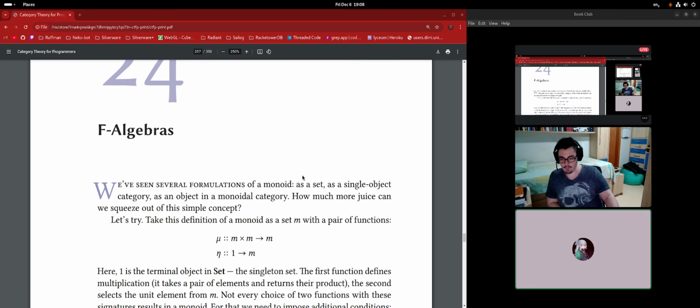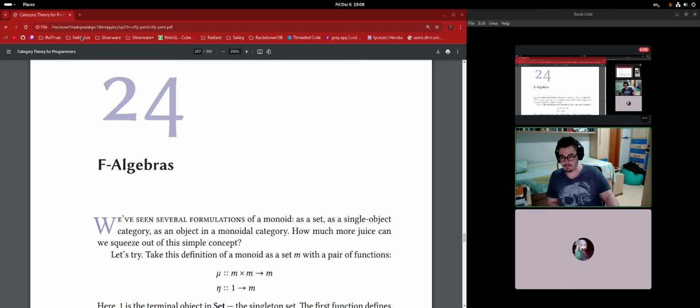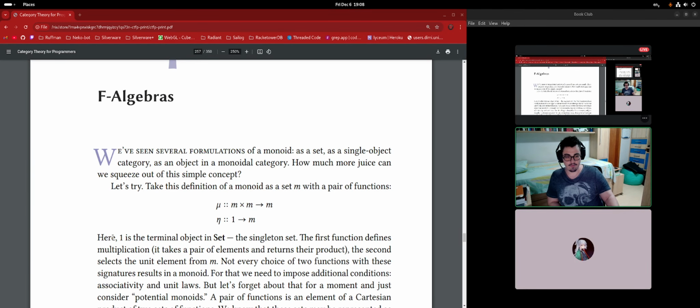Cool. Okay, so F algebras. This thing is a little bit unexpected. Let's use that word. It picks up from what we were talking about before, which is a definition of a monoid as a set, as a single object category, as an object of a monoidal category. So let's try to reinterpret the things that we just gathered. We're going to say that if you have these two things, you are a potential monoid, right?